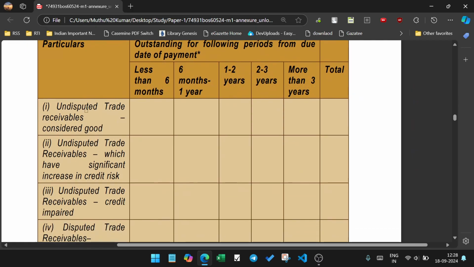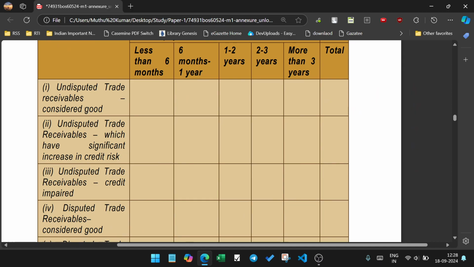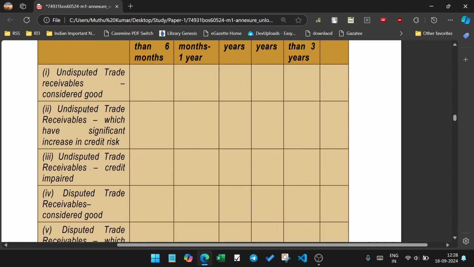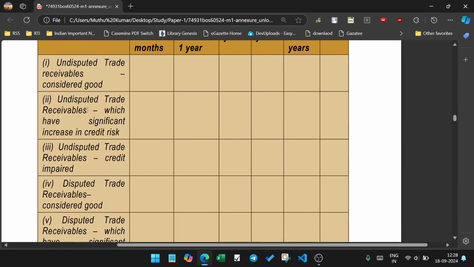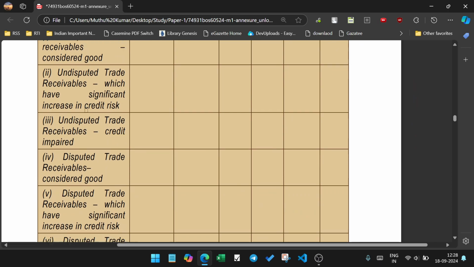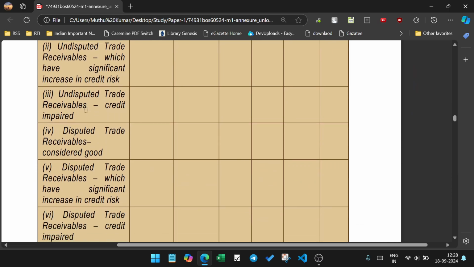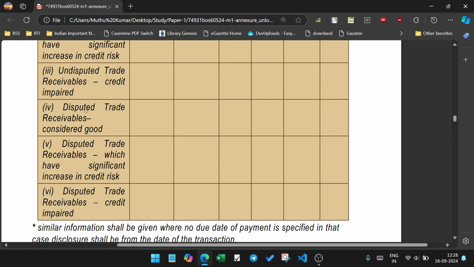Undisputed trade receivables considered good. Undisputed trade receivables which have a significant increase in credit risk. Undisputed trade receivables credit impaired. Undisputed trade receivables considered good. Undisputed trade receivables which have a significant increase in credit risk.